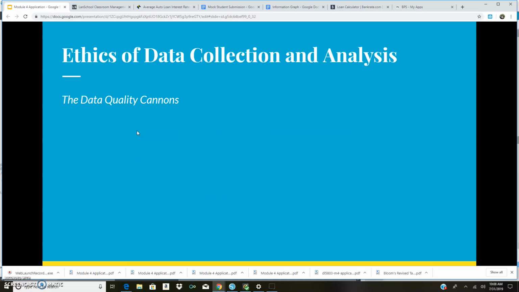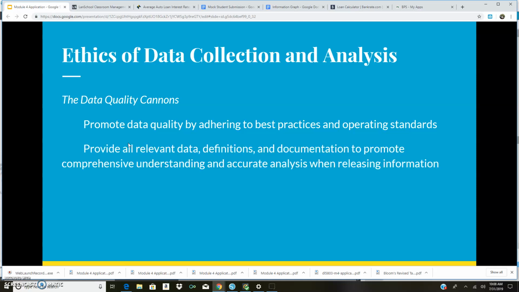The data quality canons. Data is only as useful as the quality of the data. Promote data by adhering to best practices and operating standards. Data needs to be useful, valid, and reliable. Provide relevant data, definitions, and documentations to promote comprehensive understanding and accurate analysis when releasing information. Have you ever looked at a map without a key? The same type of information is necessary when releasing data. People need to know what they are reading.